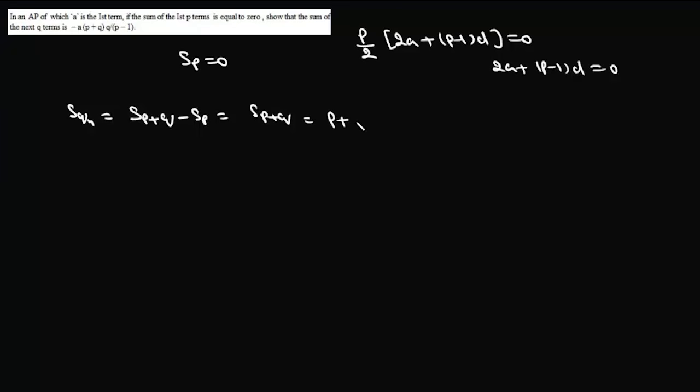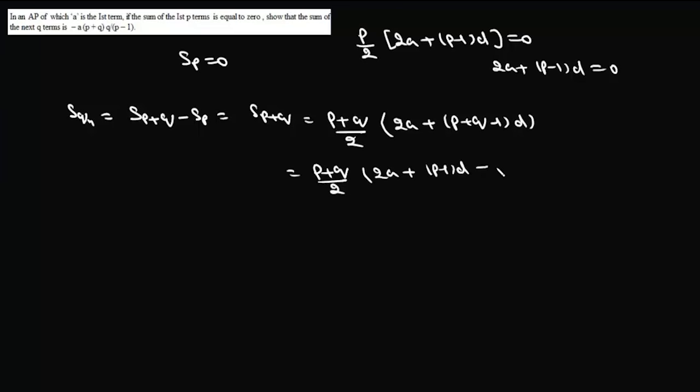Now S(p+q) is (p+q)/2 times (2a + (p+q-1)d), which we are going to write as (p+q)/2 times (2a + (p-1)d + qd). Now this value is 0, so it will be (p+q)/2 into qd. Now this d is nothing but minus 2a upon p minus 1.